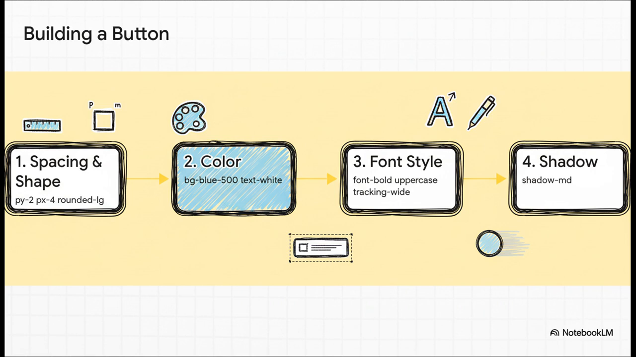Step 1, we add spacing and shape with py-2 px-4 rounded-lg. That gives us some padding on the top and bottom, some on the sides, and nice rounded corners. Step 2, let's add some color with bg-blue-500 and text-white. Easy enough? Step 3, let's tweak the font with font-bold, uppercase, tracking-wide. And for the final touch, step 4, a little shadow-md. See? Every class does one tiny thing, and you just compose them together to make a completely custom design.